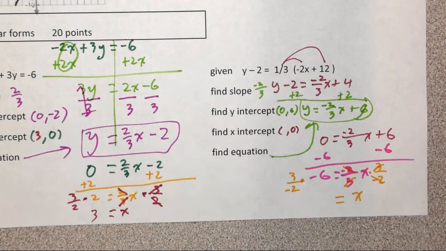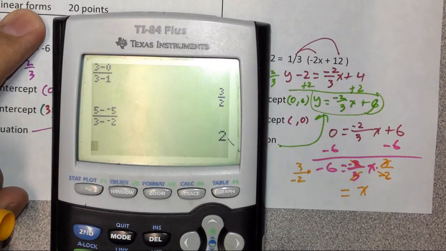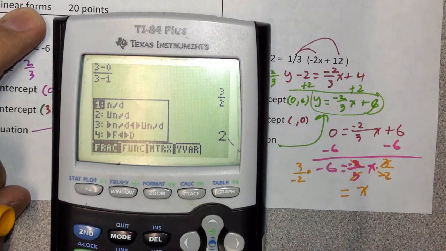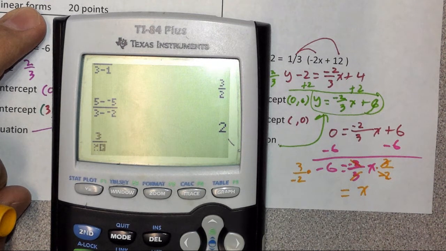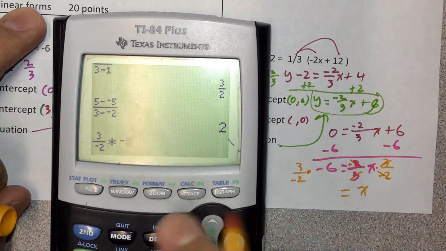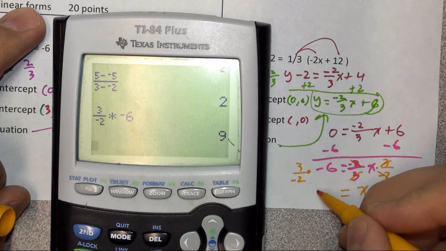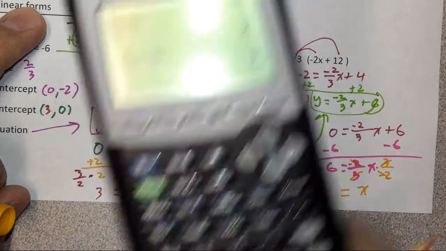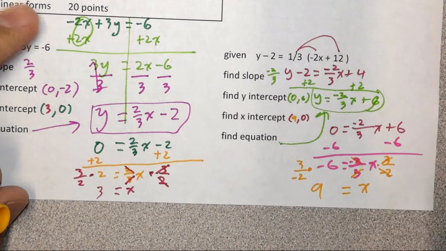And if you need to, in the calculator, again, let me show you. In the calculator, please do alpha y equals. Alpha y equals, enter, and that's a 3 over negative 2. And you have to put that multiplication in there. And then negative, it's a white one since it's coming in front of a number. And that's a 6. Enter, 9. So that would be a 9. And so my x-intercept is 9.